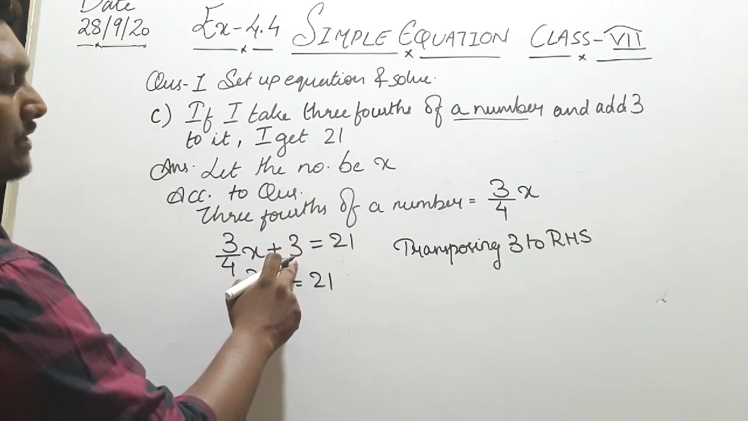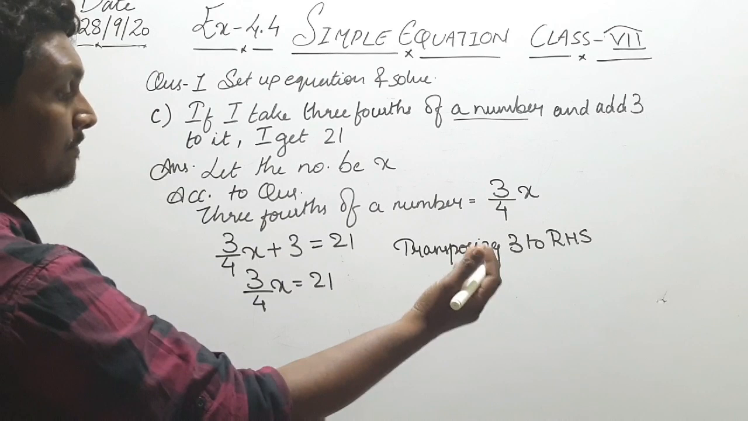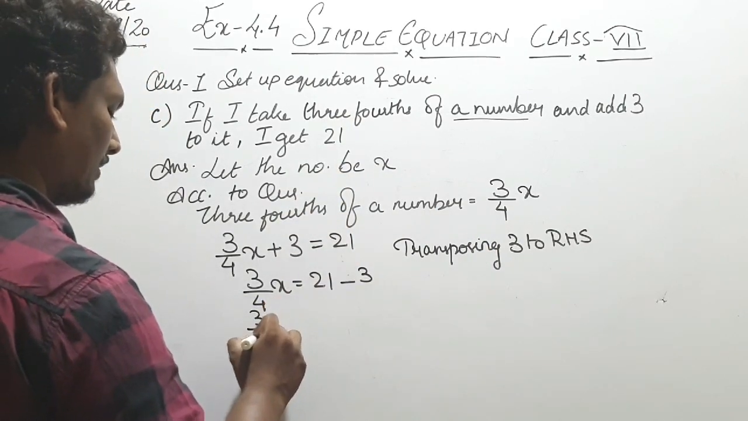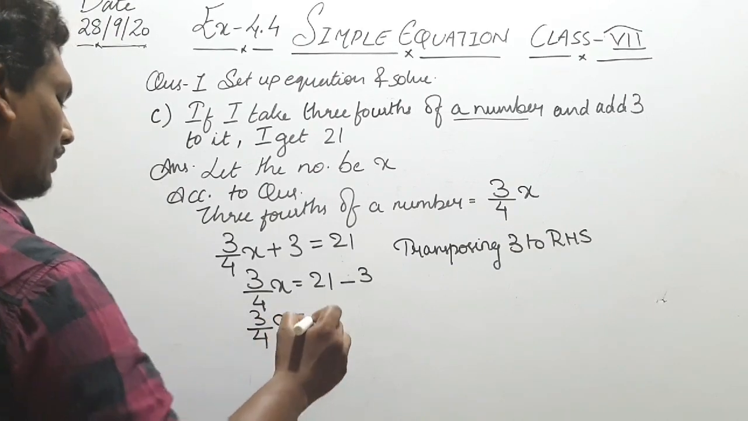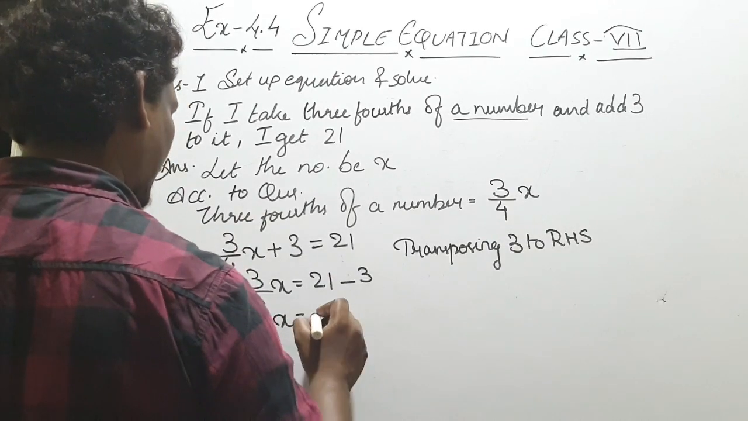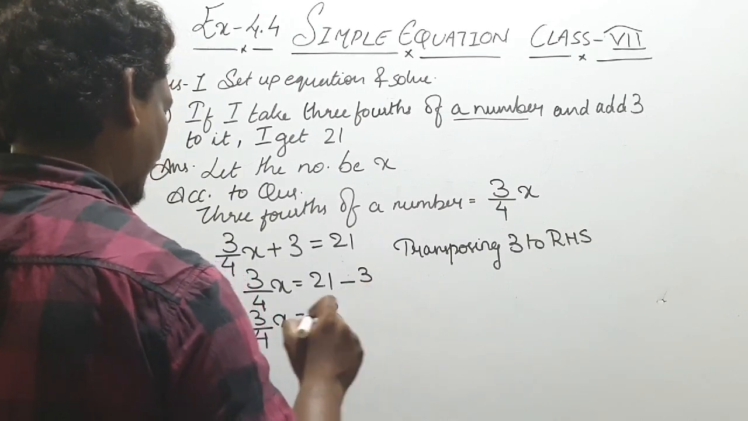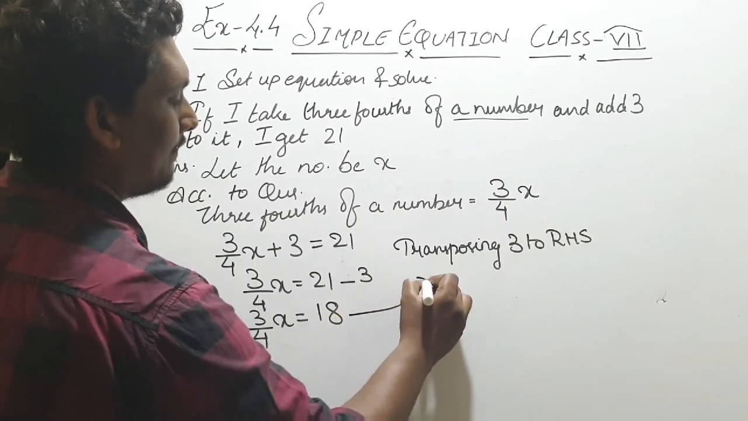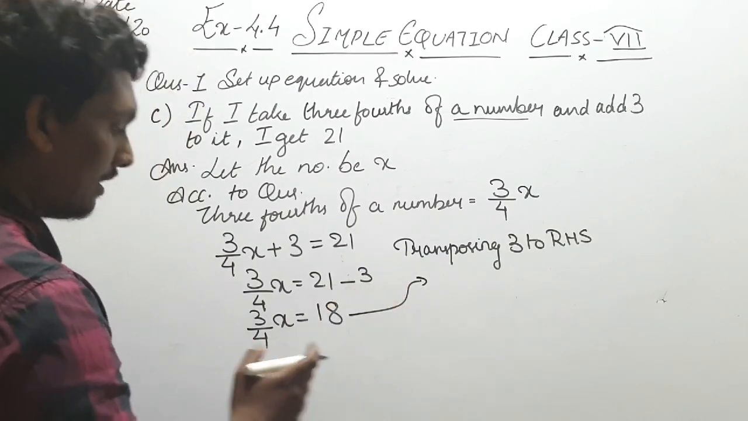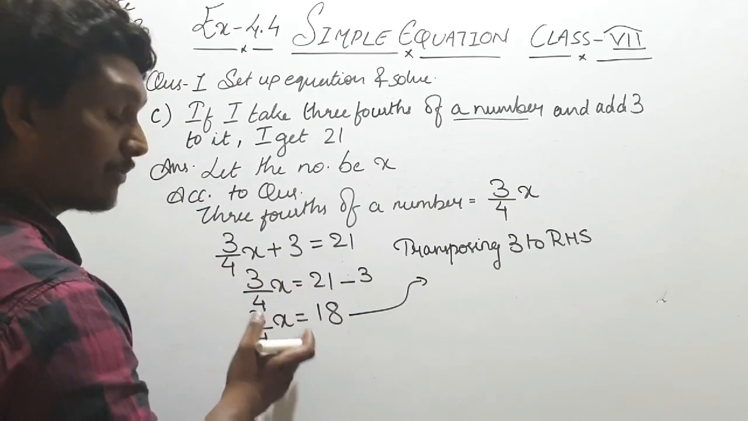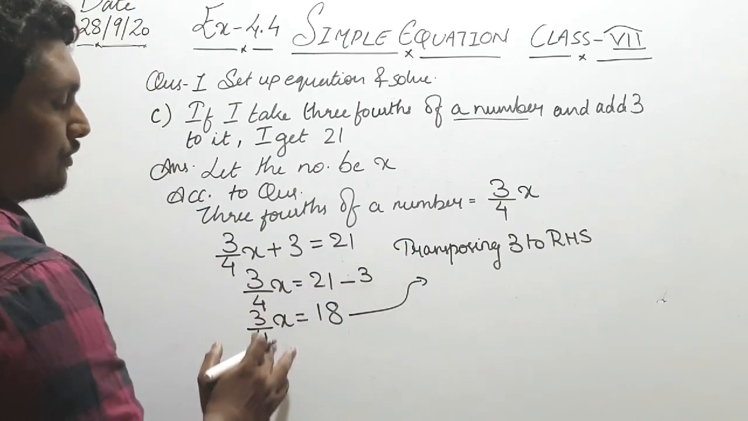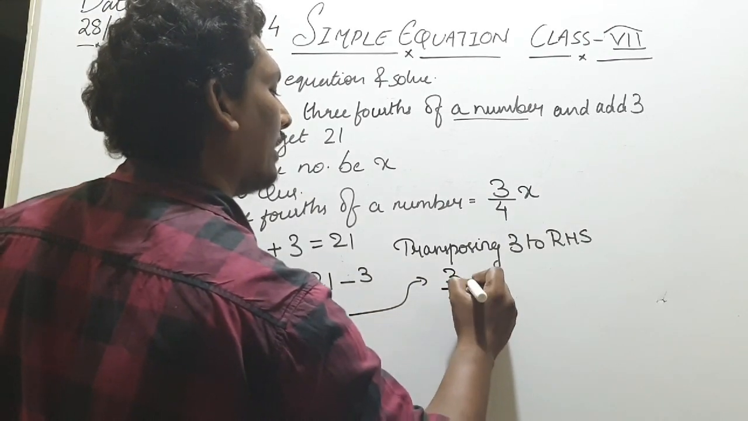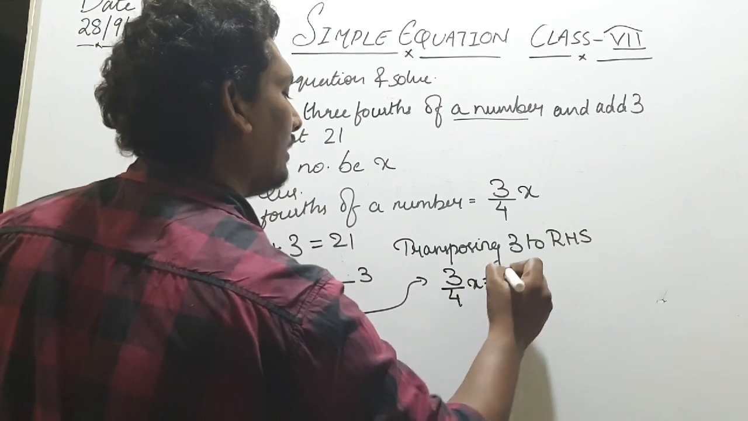Now this plus 3, when we shift to RHS, it will become minus 3. So 3 by 4 x is equal to what we are going to get, that is 18, right? Now we have to find the value of x. I'm just writing here, don't put this arrow, because of not proper space I am writing this in. So 3 by 4x is equal to 18.